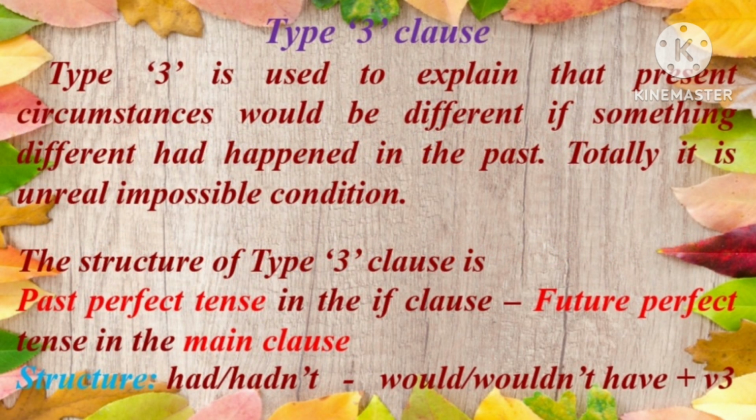Let us see type 3 clause. Type 3 clause is used to explain that present circumstances would be different if something different had happened in the past. Totally, it is an unreal, impossible condition. The structure of type 3 clause is past perfect tense in the if clause, future perfect tense in the main clause. What is the structure of type 3 clause? The structure of type 3 clause is had or hadn't in the if clause, and would or wouldn't have plus V3 form in the main clause.